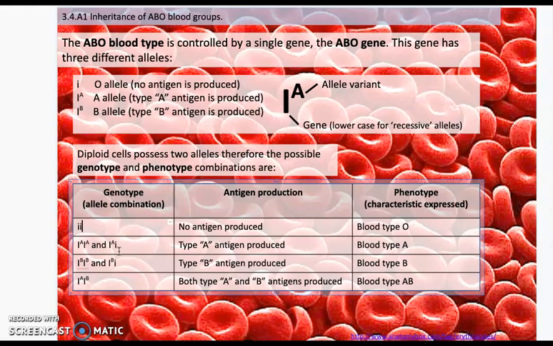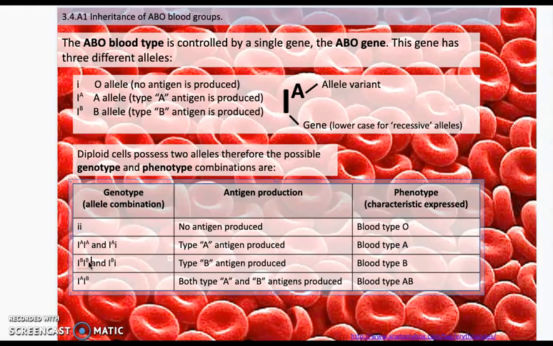Blood types A and B can each have two different genotypes. For A, it could be two uppercase I's with superscript A, or one uppercase I with a superscript A and a lowercase i. Do you see how it still makes sense that it's blood type A? The superscript A allele is dominant and overpowers the lowercase i recessive allele. Blood type O just has two recessives, and that's how you get O blood type.